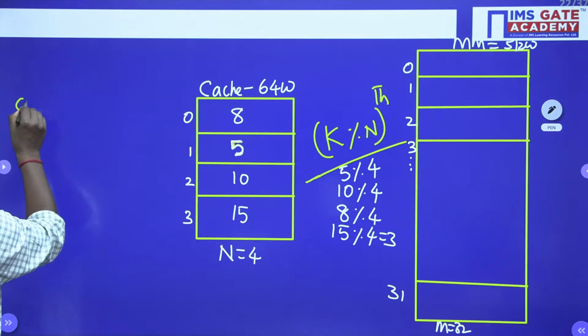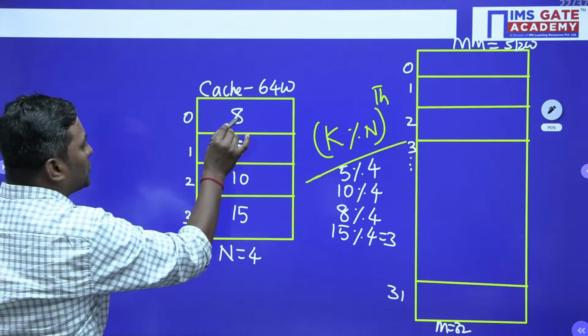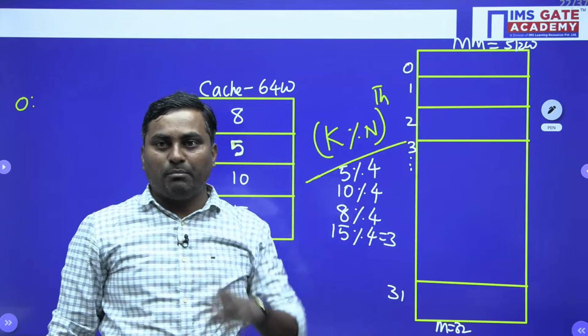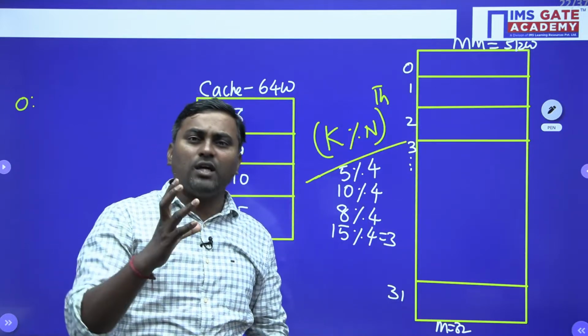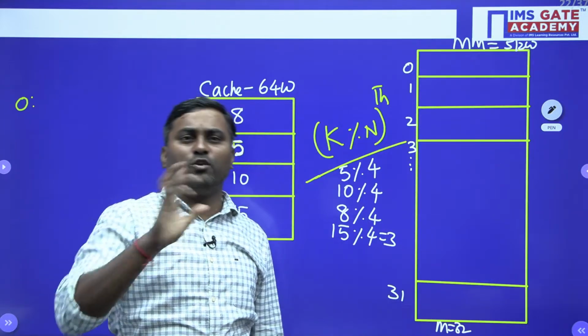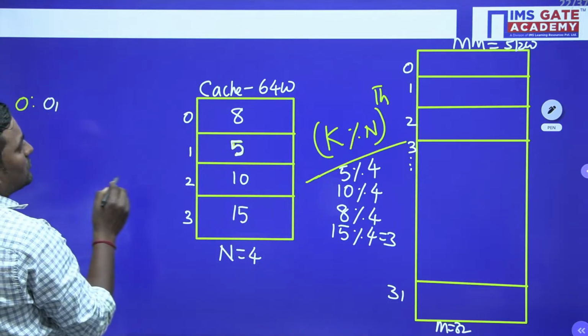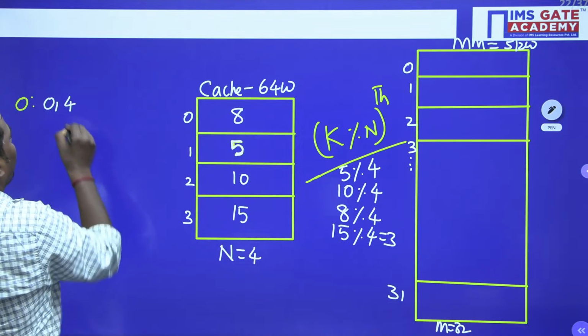So I am asking all of you, please: for block number 0, what are the main memory blocks referring to it? I am repeating the question. What are the main memory blocks referring to block number 0? That is block 0. Block 4 will be there, 4 modulo 4 is 0.